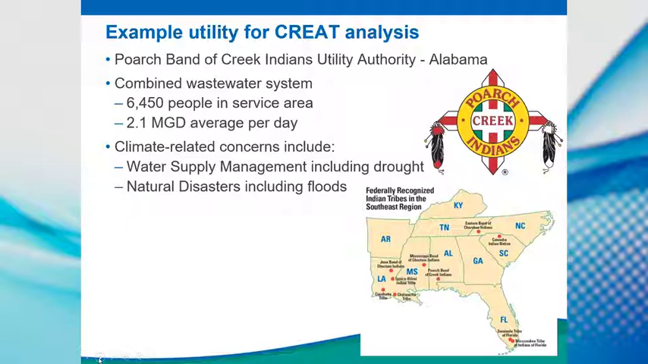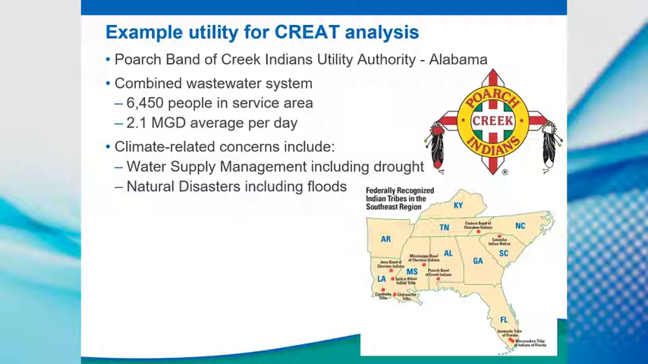And Mary Jo mentioned it, we're going to be working with the Poarch Band of Creek Indians Utility Authority. They're out of Atmore, Alabama. They're about 8 miles northwest of Atmore, Alabama. It's in rural Escambia County. That's about 57 miles east of Mobile. For those in the know with Alabama, you can see them on the lower right corner map of some of the federally recognized Indian tribes in the Southeast region. If you look at Alabama, you can see the Poarch Band of Creek Indians there.